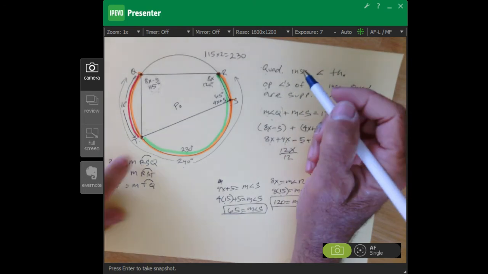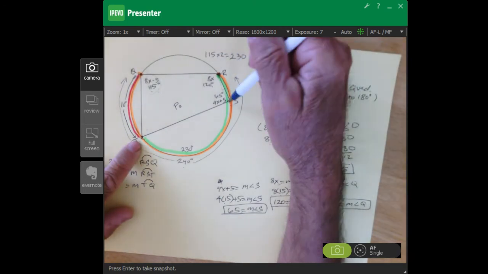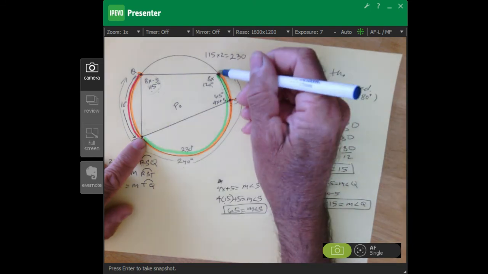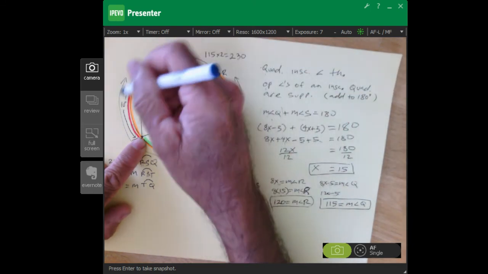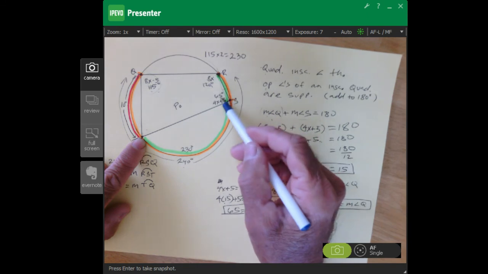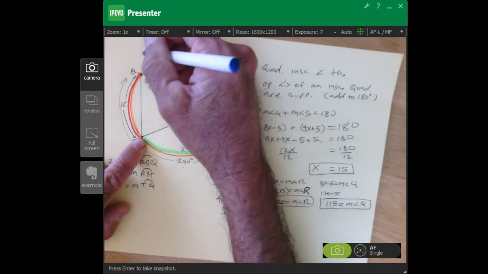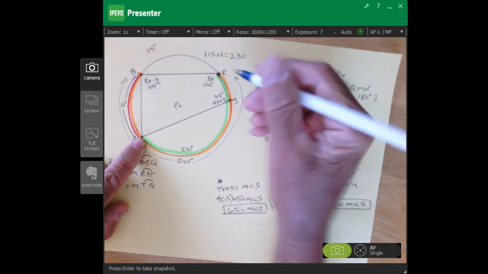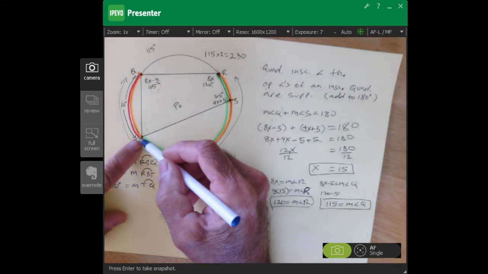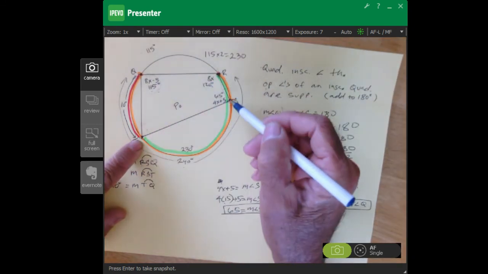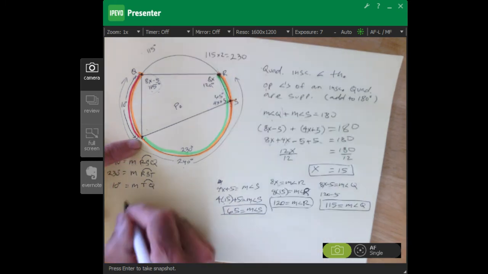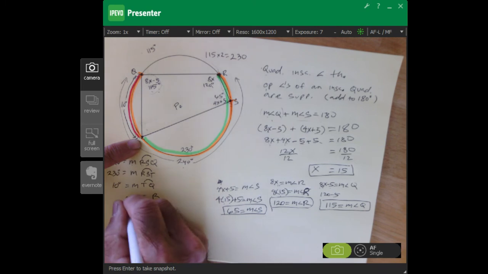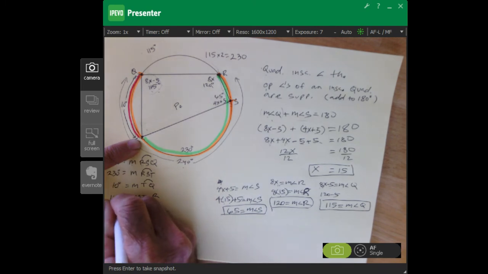Okay, and then we can continue in that same method. We look at angle S. That goes from T to R, right? So that's this outer one right here. This is 65 degrees. So the whole thing, 65 times 2. So that goes from T to R. Now, that's 115 degrees, right?